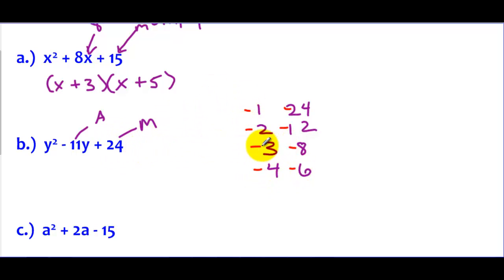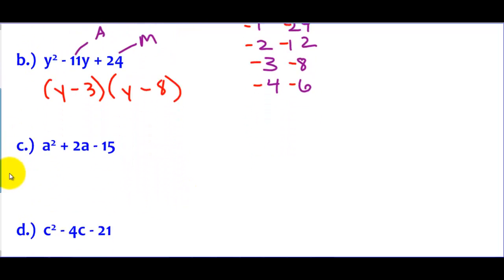Right, so now when I look at it, I say, oh, look, right here, negative 3 plus negative 8. Well, that's going to give me a negative 11. But when I multiply them together, I do still get the positive 24. So again, let's set up y minus 3 and y minus 8.